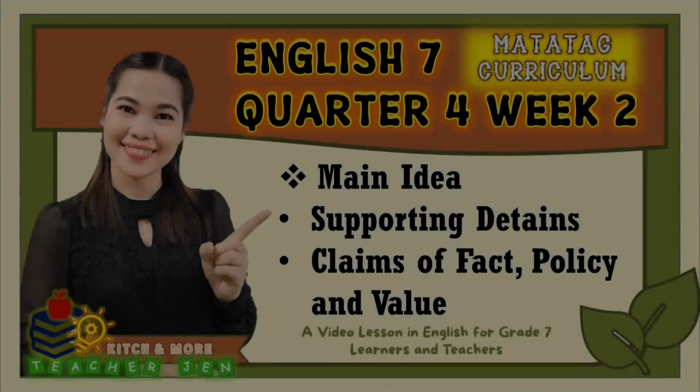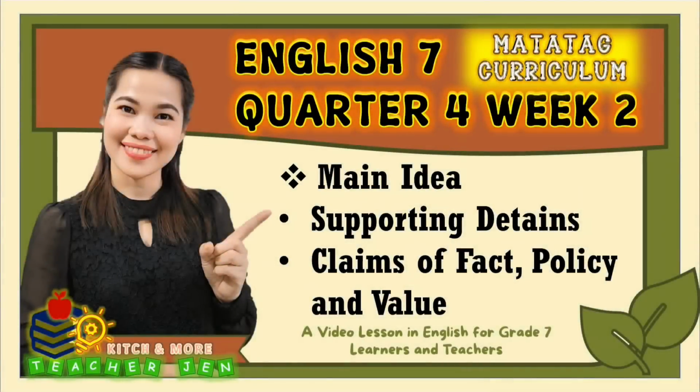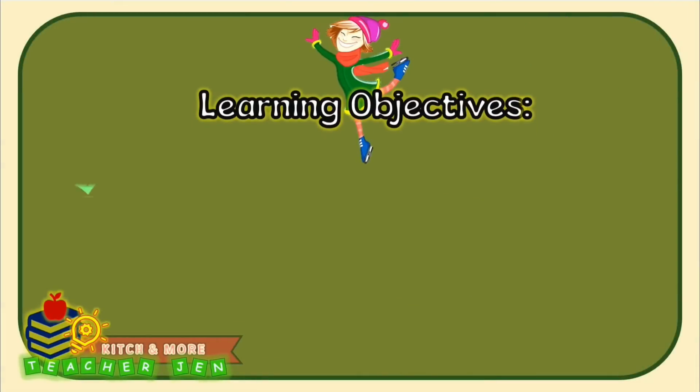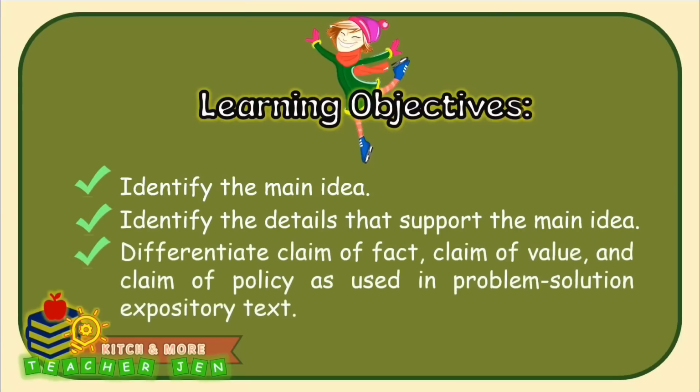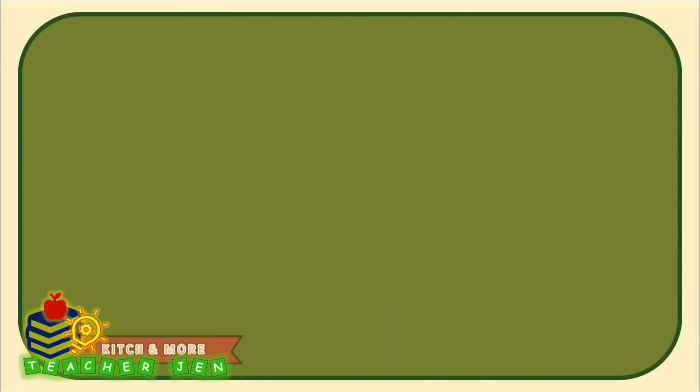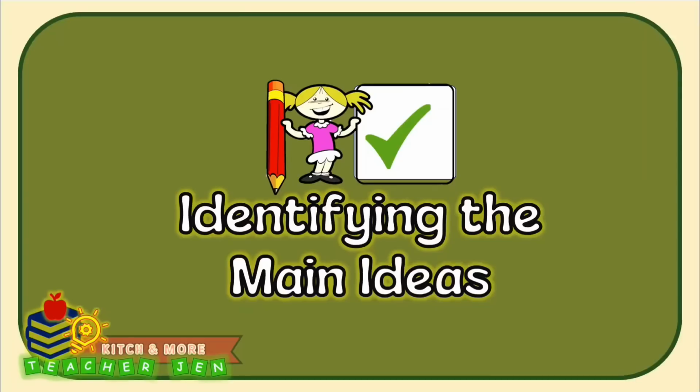We are now in quarter 4, week 2 of English 7 in the MATATAG Curriculum, and today we will be learning about the following. First, identify the main idea. Second, identify the details that support the main idea. And third, differentiate claim of fact, claim of value, and claim of policy as used in a problem solution expository text. So let's start with identifying the main idea.